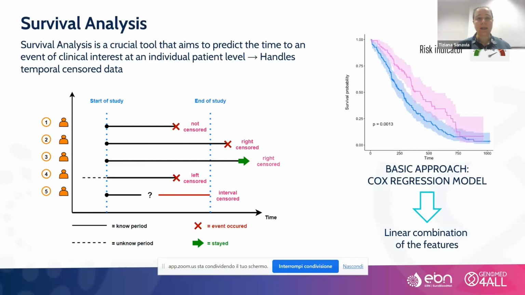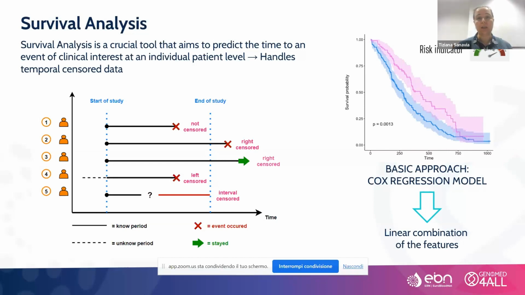In this way, we can describe our cohort by associating what is called the survival probability, therefore the probability at each time of the follow-up, where we can predict how many patients will develop a specific outcome. The basic statistical approach is the Cox regression model that allows a linear combination of the features.